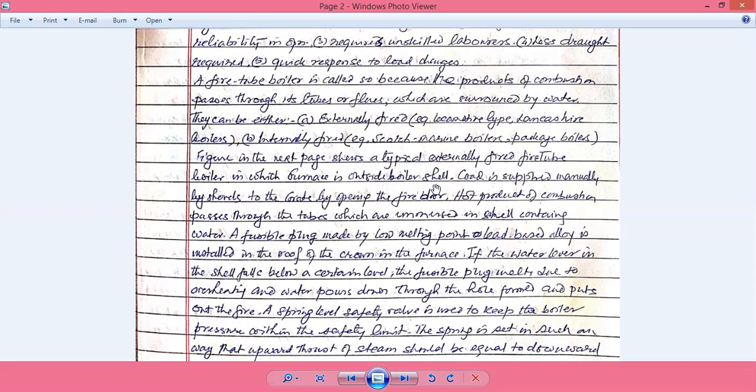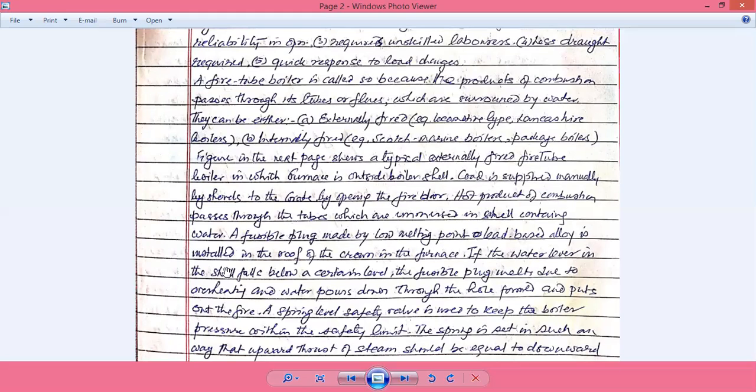The coal is supplied manually here. Generally the coal is supplied manually by shovels to the grates by opening the fire door, or sometimes it can be fed by means of conveyors running at a specific speed and supplying the coal to the furnace itself. Next, the hot products of combustion pass through the tubes which are immersed in the shell containing water.